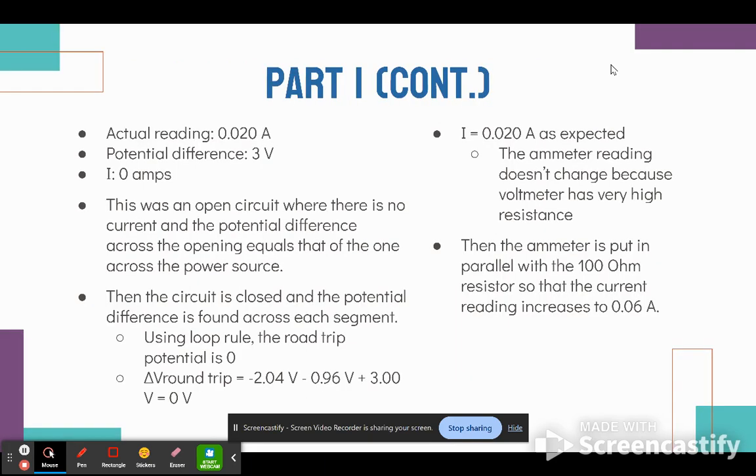So the actual reading was 0.02 amps. The potential difference is 3 volts, and the current is 0 amps. So in this part, it was an open circuit where there's no current, and the potential difference across the opening equals that across the power source. Then the circuit was closed, and the potential difference is found across each segment. So using the loop rule, the total potential is 0, and the current was 0.02 as expected.